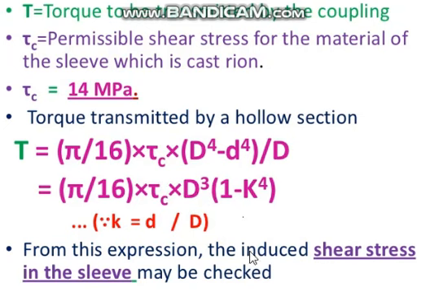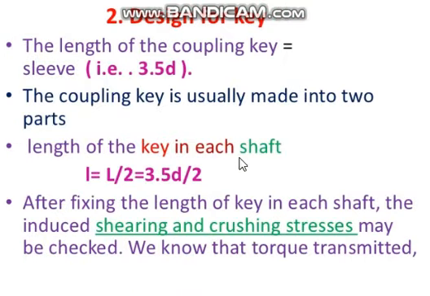If the induced shear stress is less than the given or permissible shear stress for that material, then the design is okay. If the induced stress is coming more than the permitted stress, then it is not okay, it fails. Then you have to increase the diameter capital D and recalculate all the dimensions. So the muff coupling is designed as a hollow shaft.